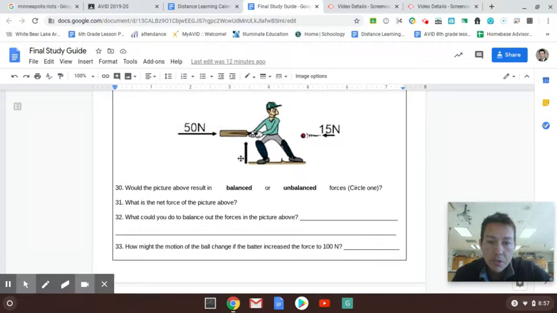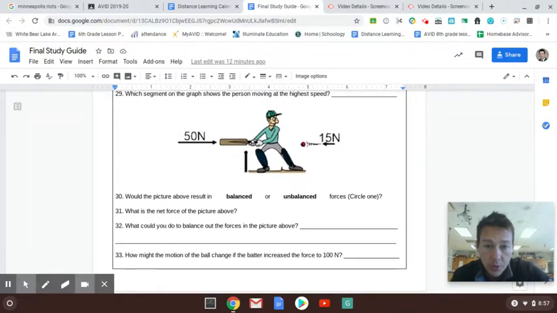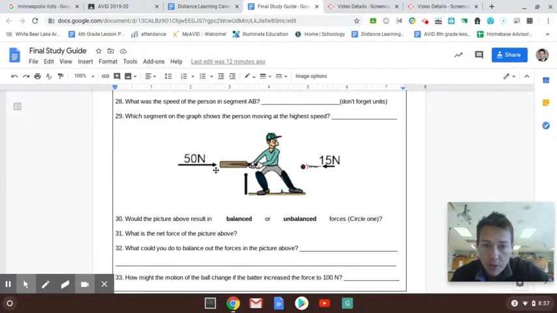How might the motion of the ball change if the batter increased the force to 100 newtons? So if you make that 100 and it hits the ball, now it's not going to send the ball 35 newtons of force in that direction. It's going to send the ball with 85 newtons of force in that direction, which is going to make the ball go in that direction a lot faster. So the motion of the ball would change. It would speed up in that direction.